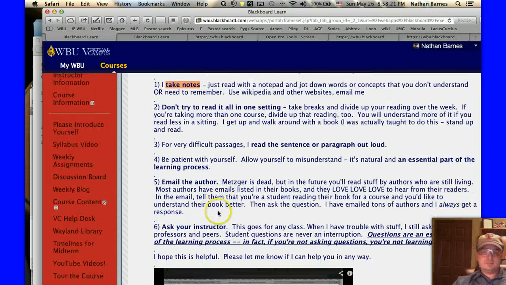And also, sort of like what I just said, allow yourself to misunderstand. It's perfectly okay. It's going to happen. In fact, if you did understand everything you read the first time, you would already know all this stuff. So you need to struggle with it, and struggling with it helps you to understand.